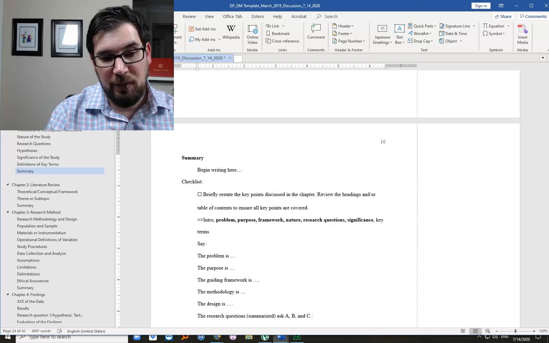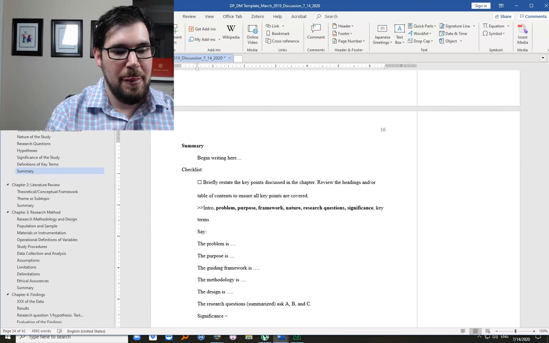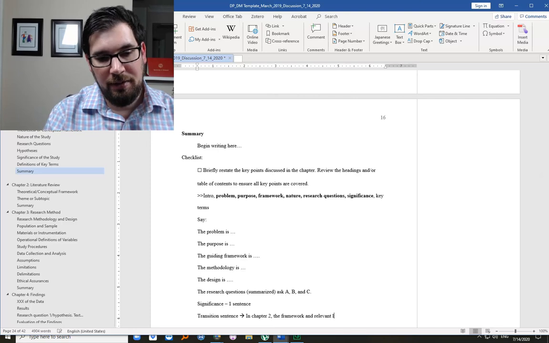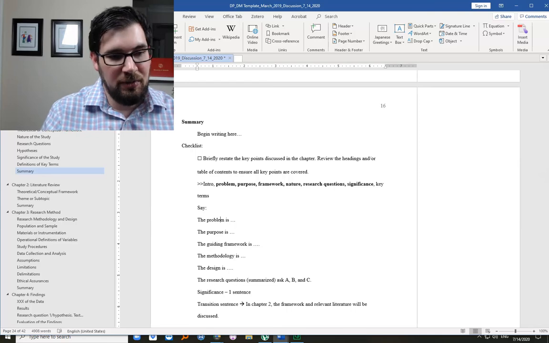So let's say there's 3 research questions. You try to summarize them very briefly in the same sentence. And you don't really need to go, you can have maybe one sentence. And then for kicks, you might add a transition sentence in something like, in chapter 2, the framework and relevant literature will be discussed. And that's sort of setting it up for chapter 2.